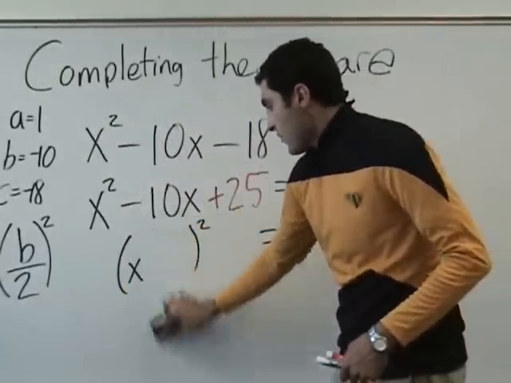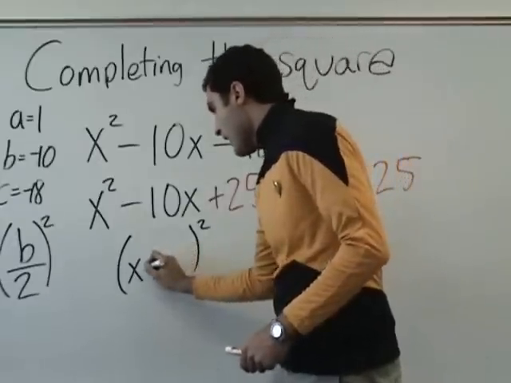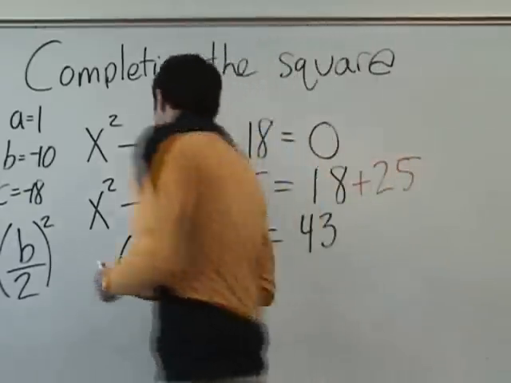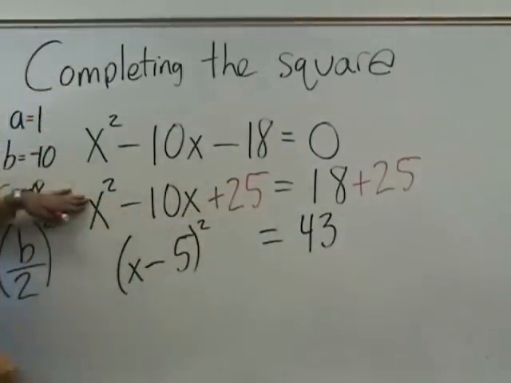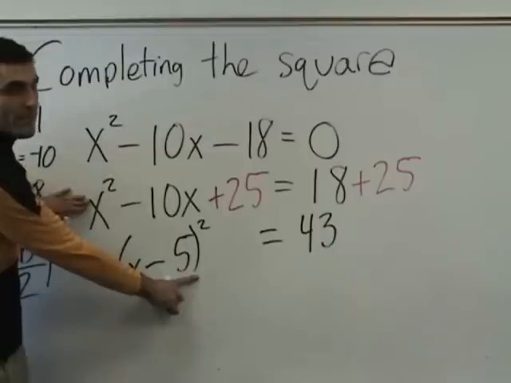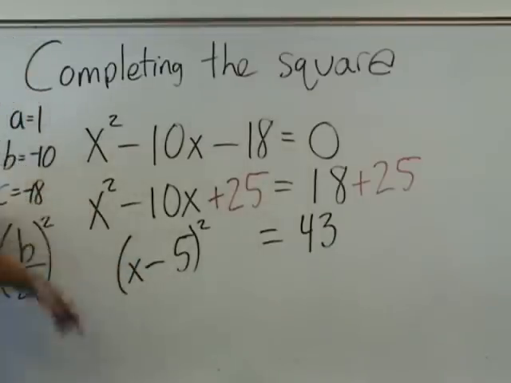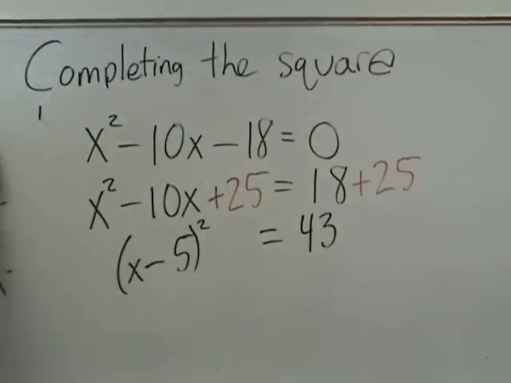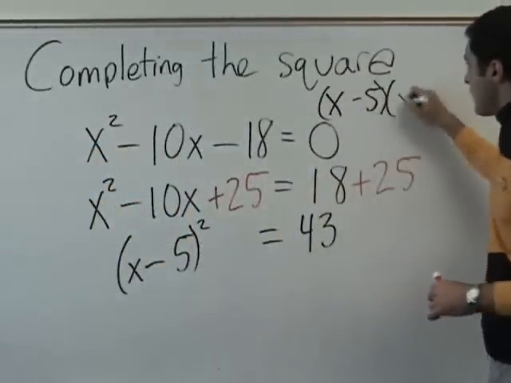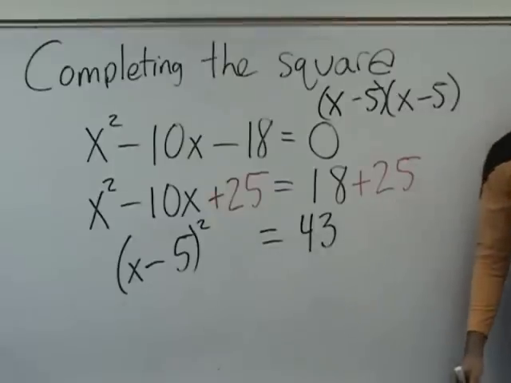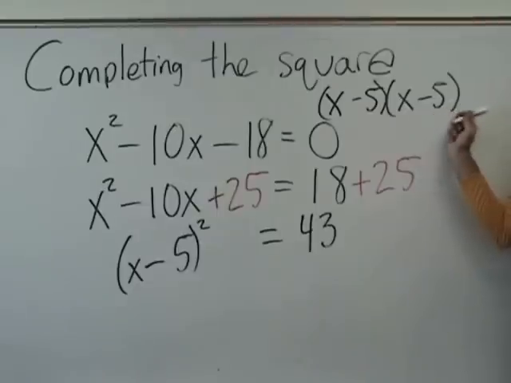Here it comes. We're going to prove this now. Don't worry. In other words, this part here, x squared minus 10x plus 25, and x minus 5 squared are exactly the same. Let's prove that. What is x minus 5 times x minus 5? X squared minus 10x plus 25. So it works.